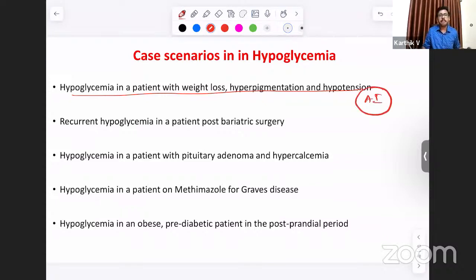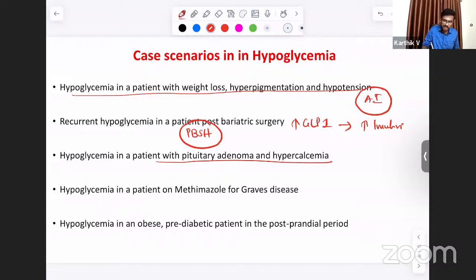Recurrent hypoglycemia in a patient post-bariatric surgery. In a patient who has undergone gut resection as part of bariatric surgery, they will have increased GLP-1 levels. So increased GLP-1 levels would result in increased insulin. So this is what you call post-bariatric surgery hypoglycemia. It is a sort of reactive hypoglycemia that occurs due to elevated GLP-1 levels. So hypoglycemia in a patient with pituitary adenoma and hypercalcemia is likely MEN1 with insulinoma.